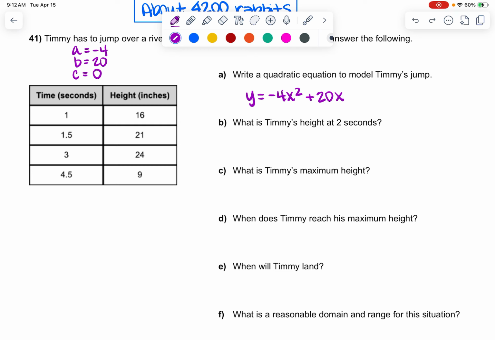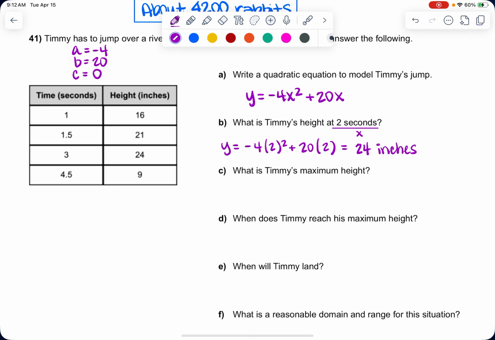All right, so it says, what is Timmy's height at 2 seconds? All right, so seconds is time, which is the x. So I can literally just take my equation and plug a 2 in everywhere I see an x. And what is that going to give us? Let's see, -16 plus 40, so 24. And that would be 24 inches.